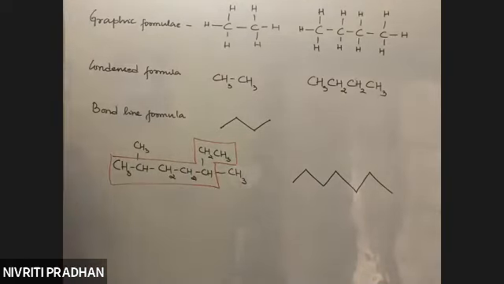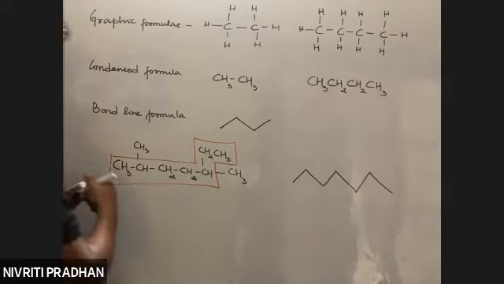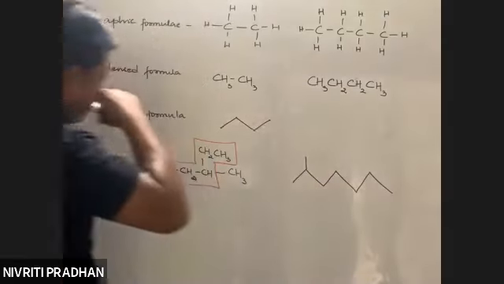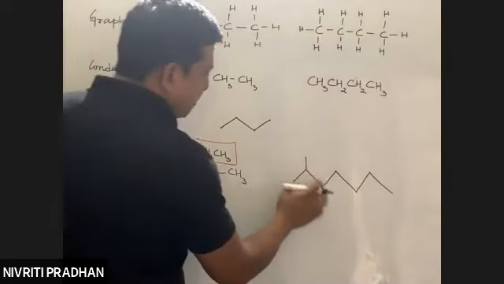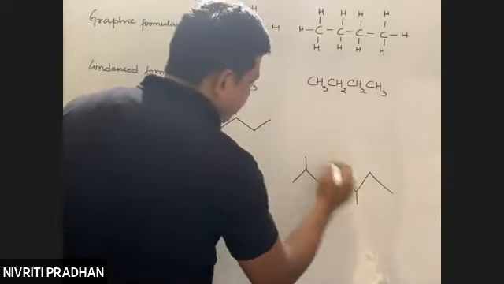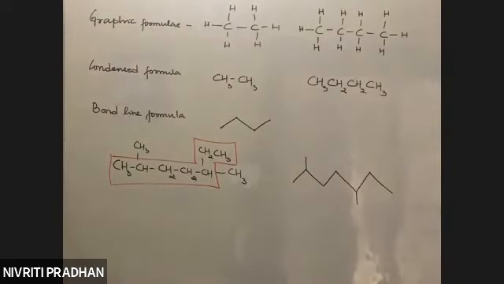So from this end, the second carbon contains a methyl group. One, two, three, four, five, and there is one more methyl group. One, two, three, four, five, and there is one more methyl group, that's it. Okay. So we can represent the molecule by a bond line formula.